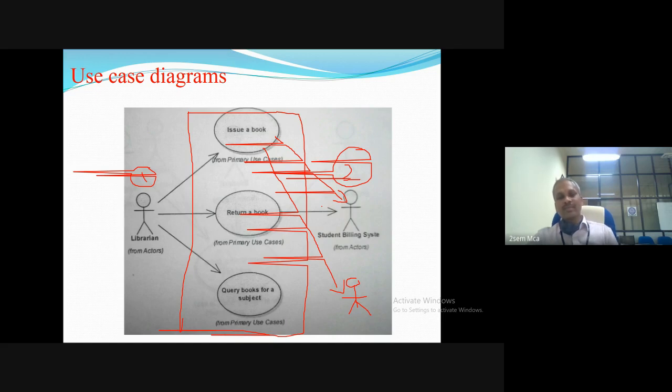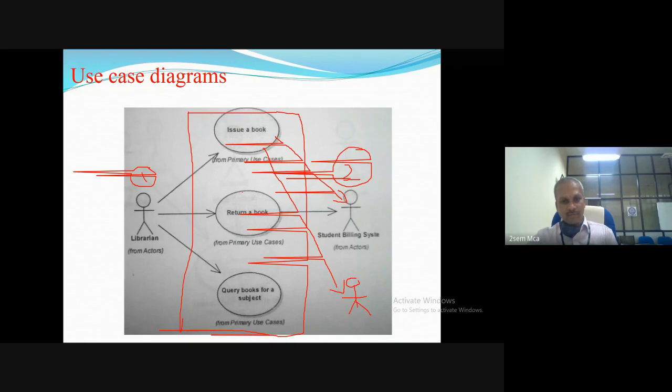But the minimum is, an actor is part of a use case diagram only when that actor is involved in the functionality that is connected with one of the use cases. Similarly, a use case is part of a use case diagram only when it is associated with at least one of the actors in the system. If that is not the case, then it cannot be part of the use case diagram. Okay, so that is the care you have to take.